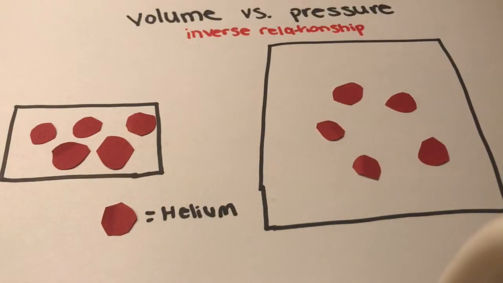Gas, volume, and pressure are all related through direct and inverse relationships. Volume and pressure have an inverse relationship, which means that when volume goes up, pressure goes down, and vice versa.